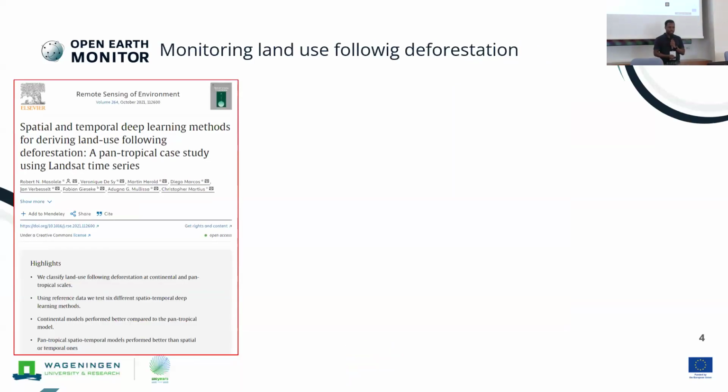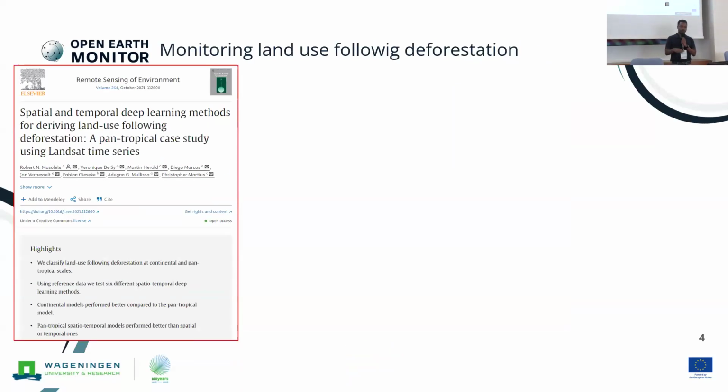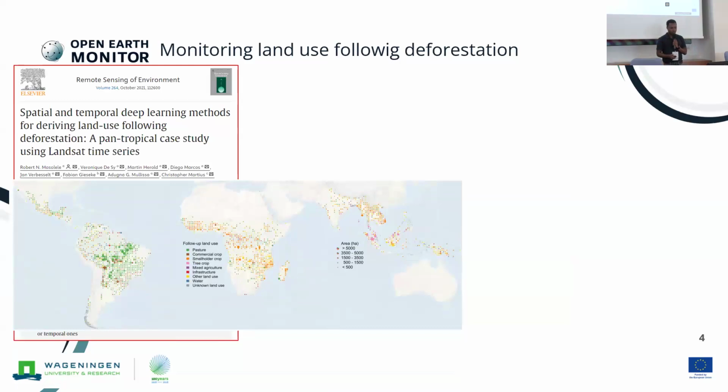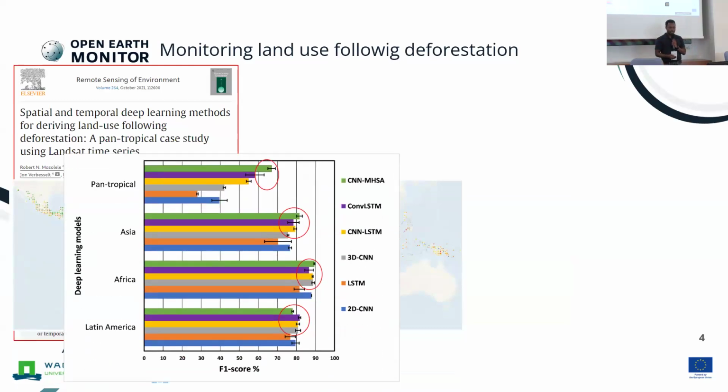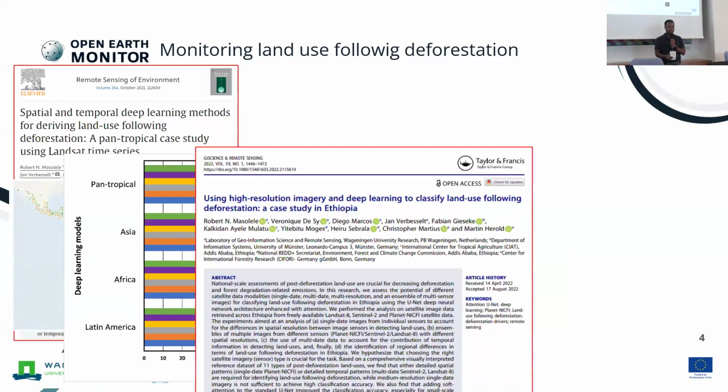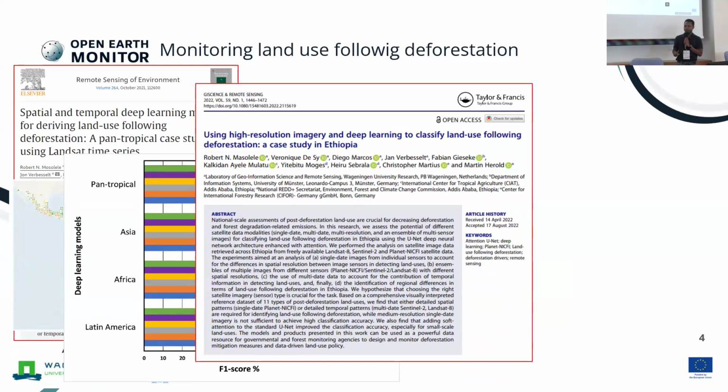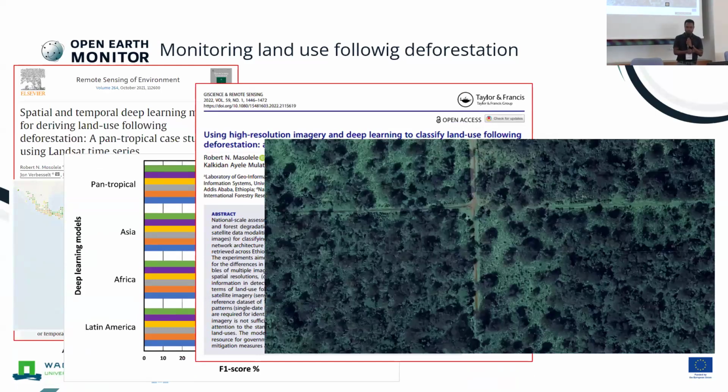And this work, of course, started as part of my PhD. So basically, we tried to identify different algorithms which can really help to identify what kind of land use is causing deforestation. And we did that across different scales, across regions, like countries and continents. And we also had some case studies at country level. With partners, for example, this work was done in Ethiopia with partners from Ethiopia.